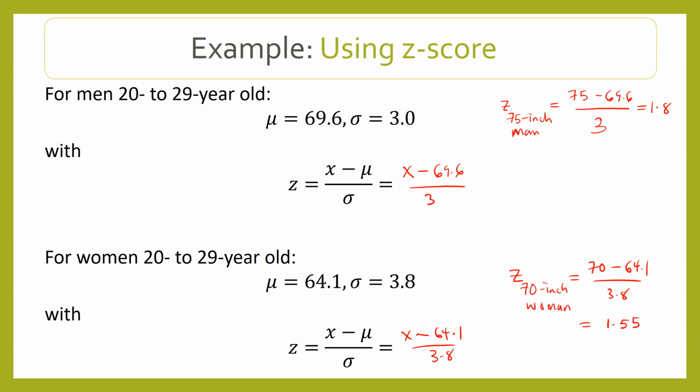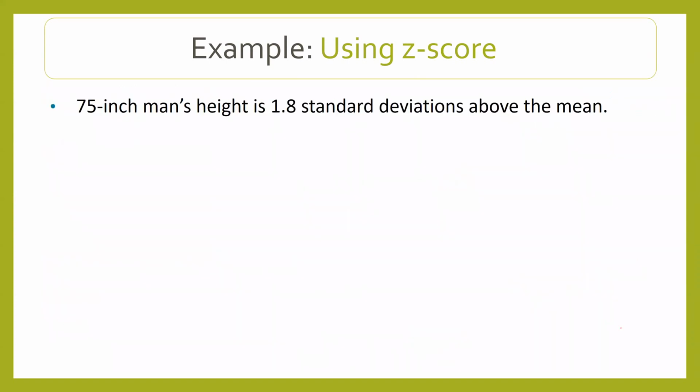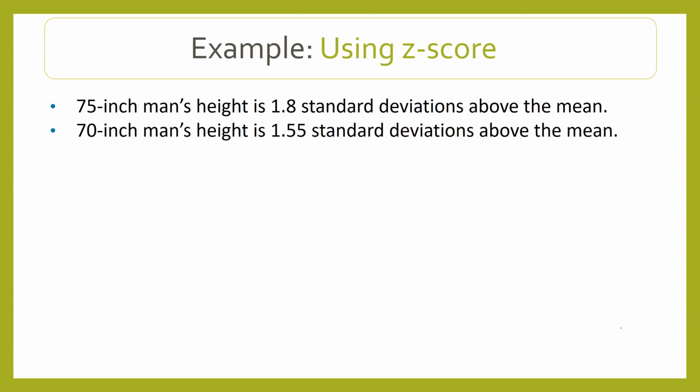Again, a 75-inch man, his height is 1.8 standard deviations above the mean. And for the 70-inch woman, that will be 1.55 standard deviations above the mean. So a 75-inch man is relatively tall. Good.